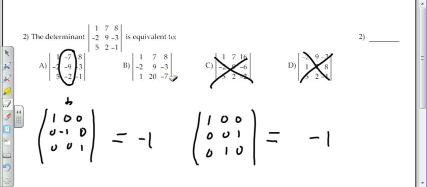Okay, so I'm going to take my calculator and go to matrix mode, and I'm going to edit my matrix. All right, so I'm going to edit a 3 by 3, and I'm going to put in a 1, a 7, an 8, a -2, a 9, a -3, a 5, 2, and a -1. Okay, so that's my A matrix. I'm going to go back to matrix math, and I'm going to find the determinant of A.